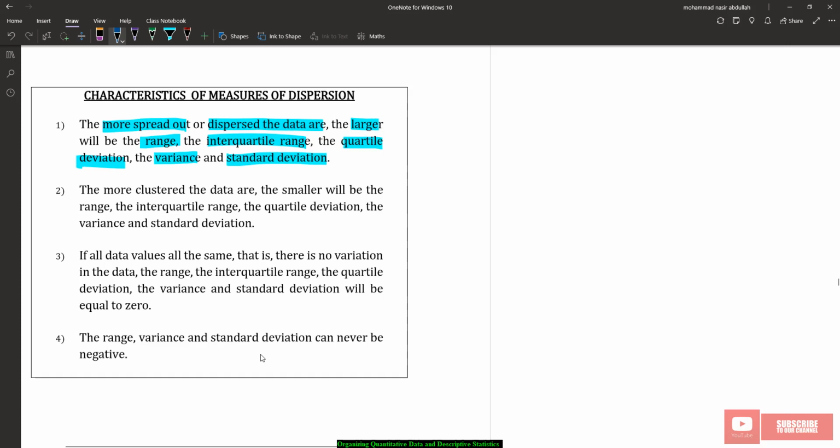So dia kata kat sini lagi, the more clustered the data, the smaller will be the standard deviation and variance or range or interquartile range. Right, but interquartile range semua kita tak belajar dalam subjek ni. We just focus on mean, mode, median, variance and deviation. Right, if all the values are the same, that is there is no variation in the data.